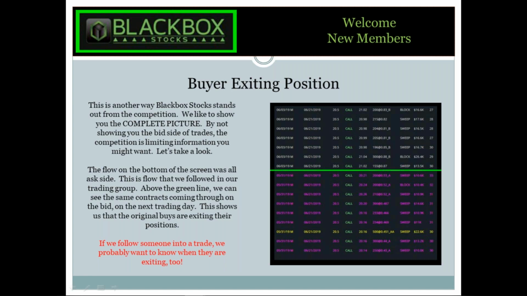So we follow them into the trade Friday. We see those contracts being flipped out of Monday. That's going to give us an indication if we're not looking at this particular ticker. And I see that, ooh, I'm in that contract and this trader just flipped out of it. Let me pull up the chart, see what's going on. So we can see when these buyers are exiting.